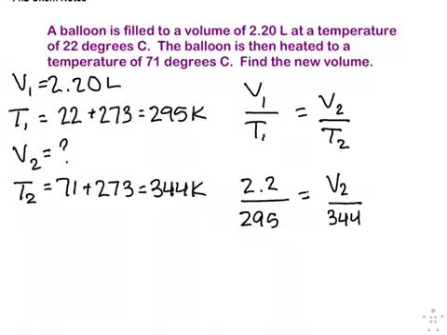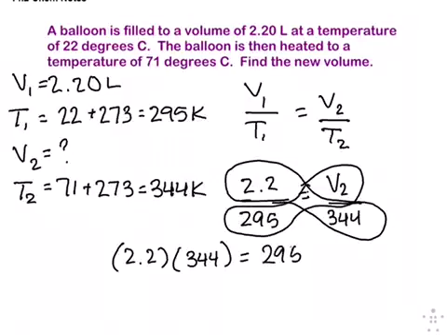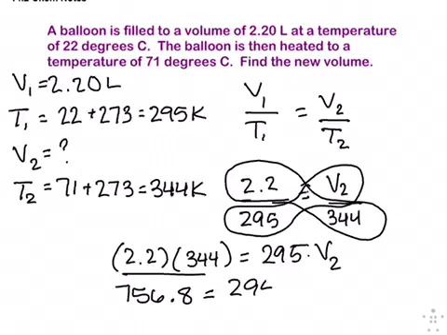I would use cross multiplication on this setup. You could do the algebra, that's fine, but it's basically the same. So you take the corners, multiply them together, 2.2 times 344, and then these two opposites, 295 times V2. What is 2.2 times 344? 756.8 equals 295 times V2. How do you get V2 by itself?